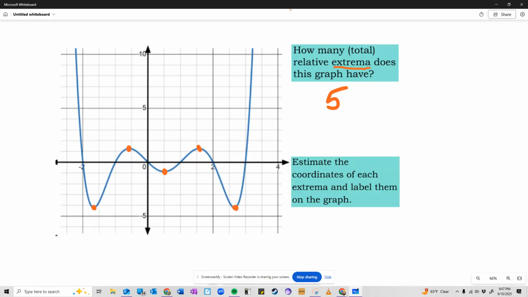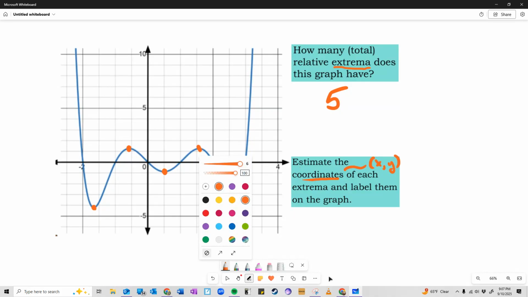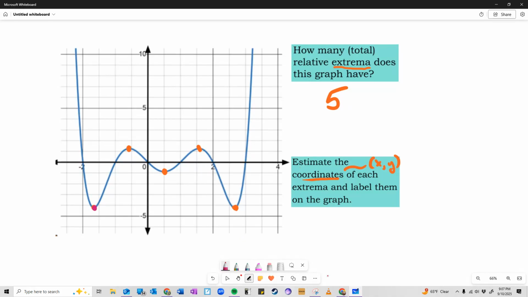And then the next part says estimate the coordinates of each extrema and label them on the graph. And anytime I'm asked for coordinates, that means I need to provide an x and a y coordinate. So we're just going to do our best. We can't get perfect since we're just looking at a graph. But if I look at this first point, first I need the x. So if I follow down to the x-axis, it goes 1, 2, 3, a little past. Oh, but I look at the scale.